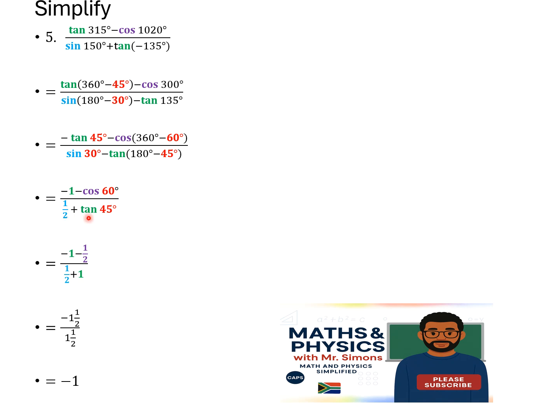Bottom I have half plus tan 45, which is 1. So that gives me negative 1.5 divided by 1.5, dividing the 2. Negative divided by positive is negative. Anything divided by itself gives me 1.